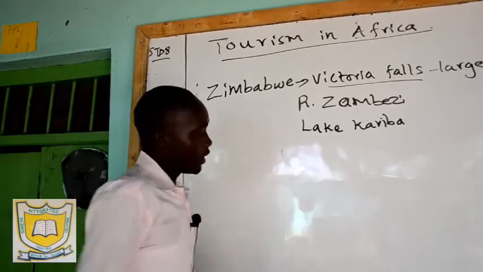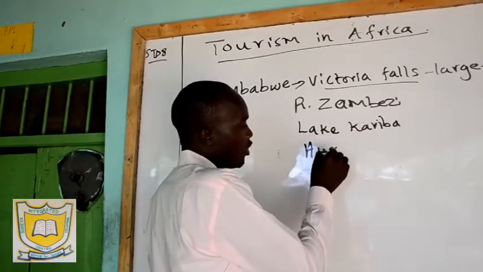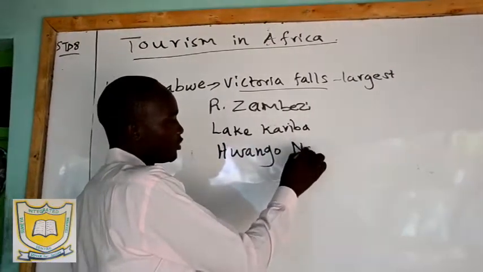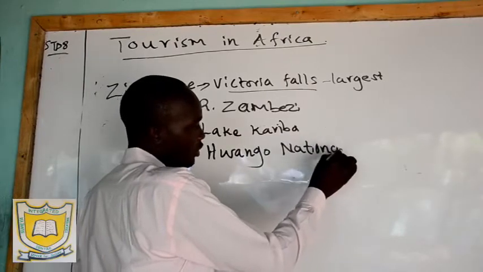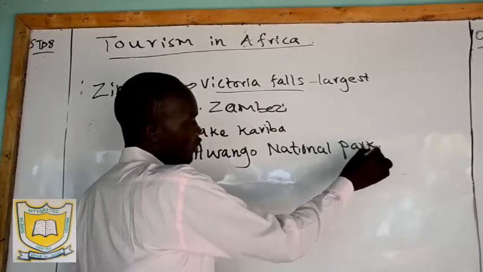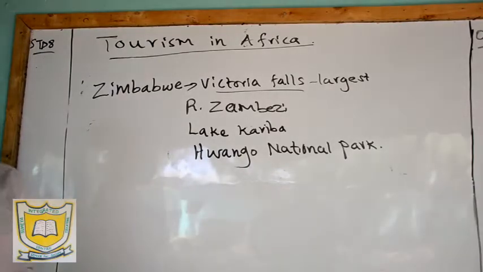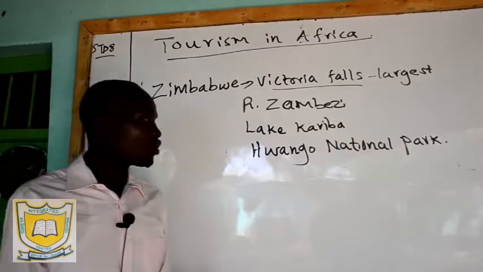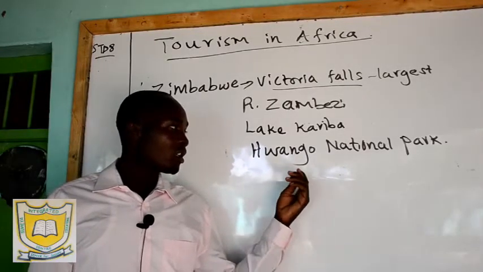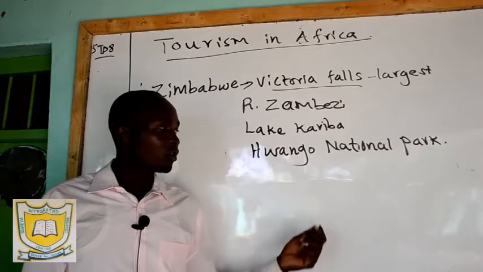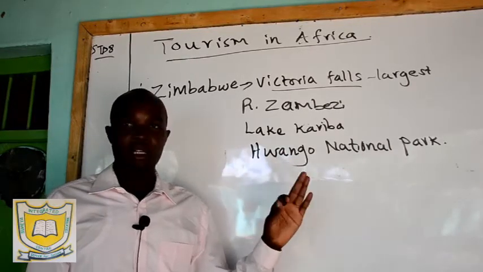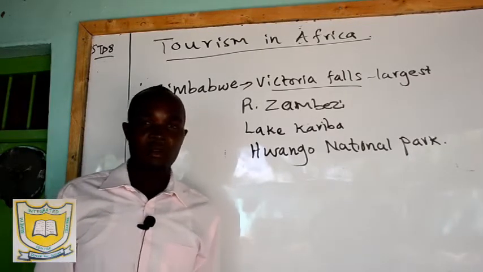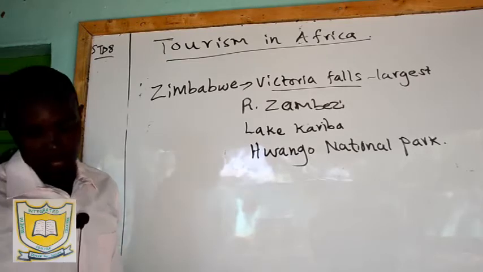And then we have also another one called Wango National Park. Wango National Park is found in Zimbabwe, and when you talk about the national park, then we are looking at the tourist attraction, which is wild animals or wildlife. So when you go to Zimbabwe, you have one of the largest parks called Wango National Park. We have a lot of wildlife which attracts very many tourists across the world.